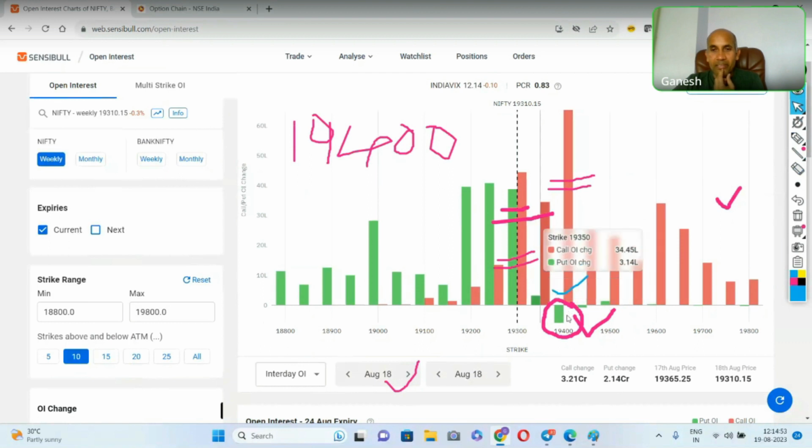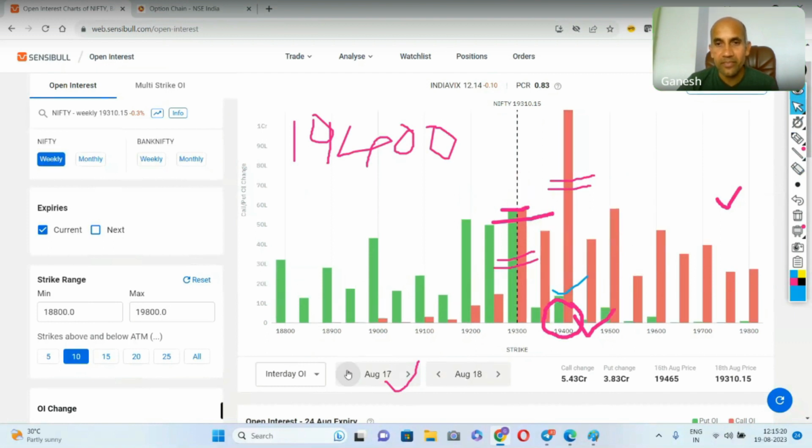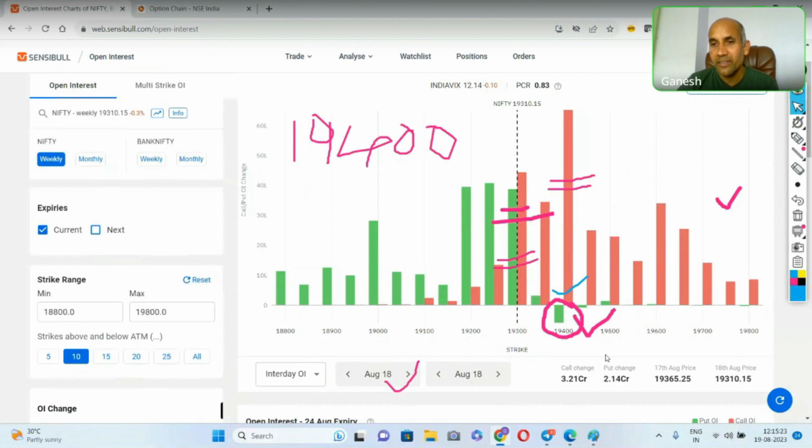Everybody's unwinding happened, right? They are unwinding the 19,400 puts. Why? They believed that by this expiry of August, the market would not close above 19,400 at all. There are no chances; the chances of the market closing above 19,400 are very remote. That's why they just closed all the 19,400 puts.